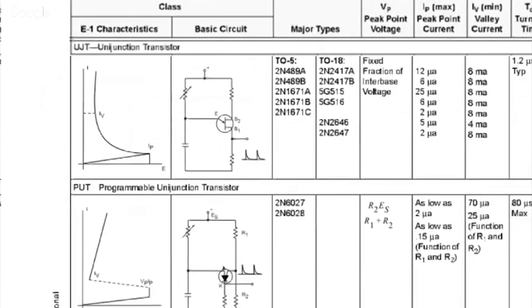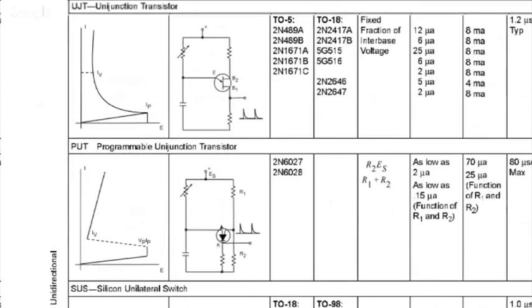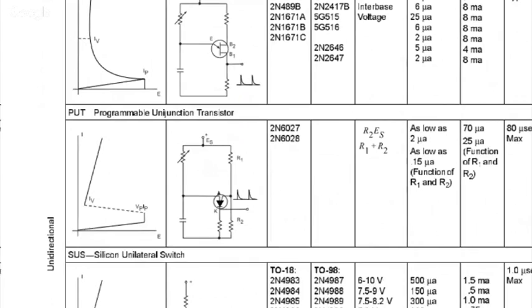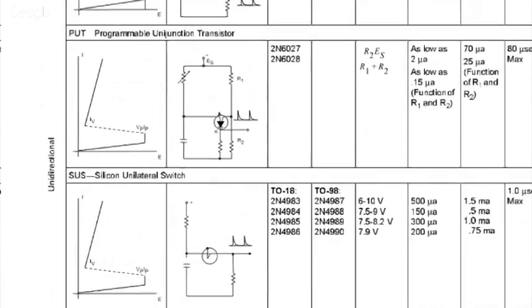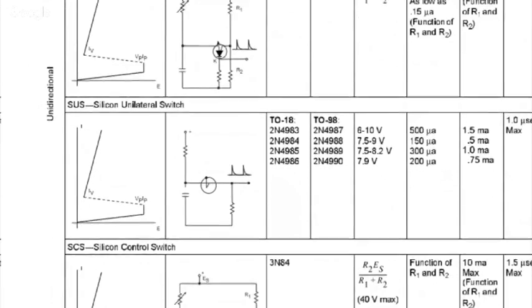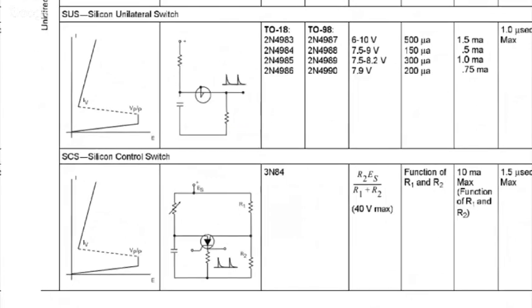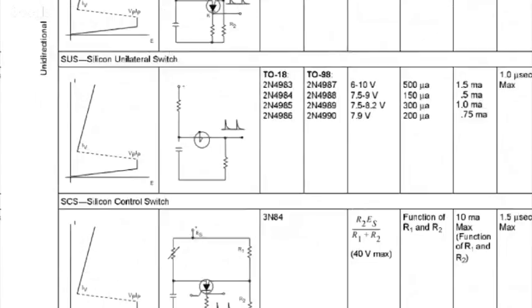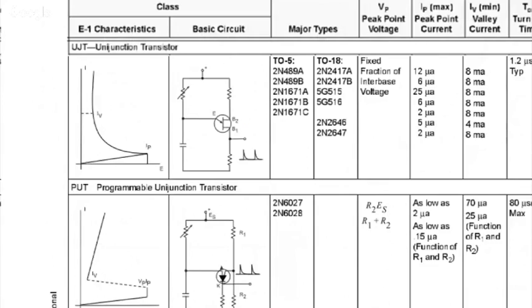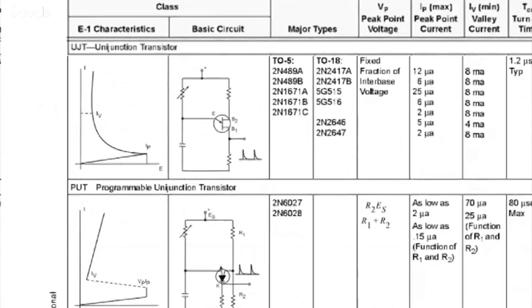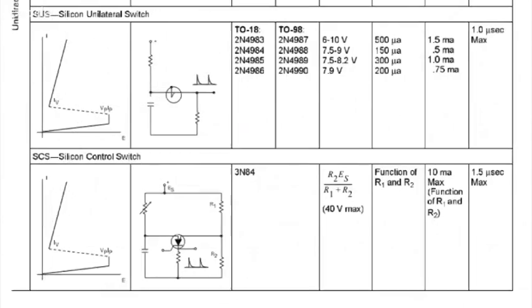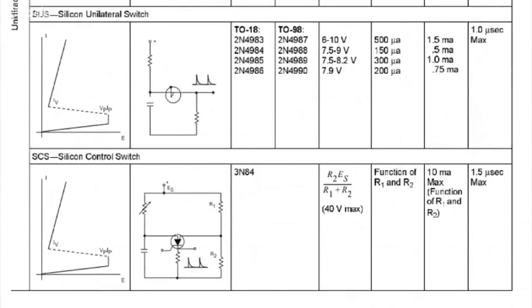And these are now some of the firing circuits. You have different types of firing devices that can be used for producing the pulse here. So you can see a PUT, programmable unijunction transistor, SUS, silicon unilateral switch, SCS, silicon control switch. These started from UJT, then PUT, SUS and SCS. So these are some of the devices that are used for firing purposes.